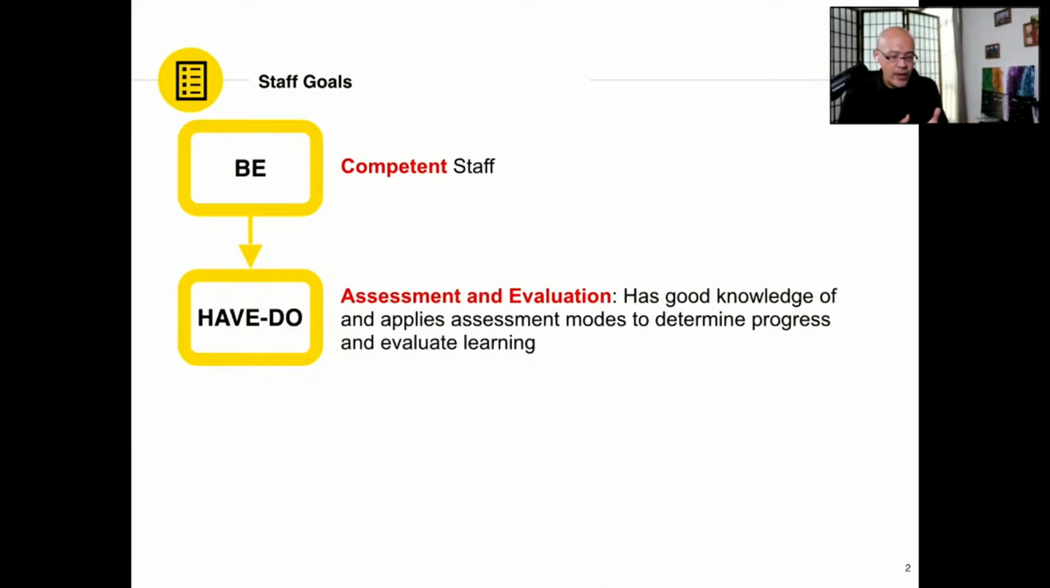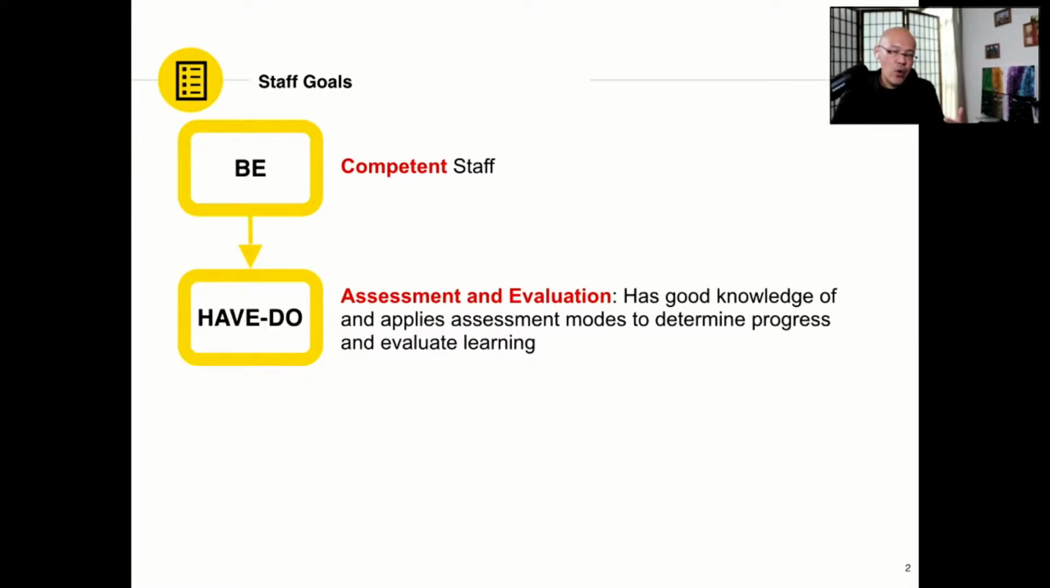And so what's in black here is essentially describing what they must do, right? They have good knowledge of and apply assessment modes to determine progress and evaluate learning. That is what they must do. So the words in red are the haves, and the words in black are the do's. Now, where do we get this from?